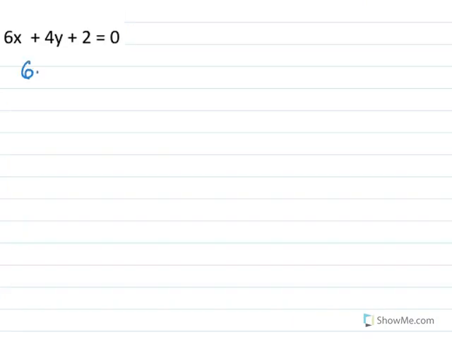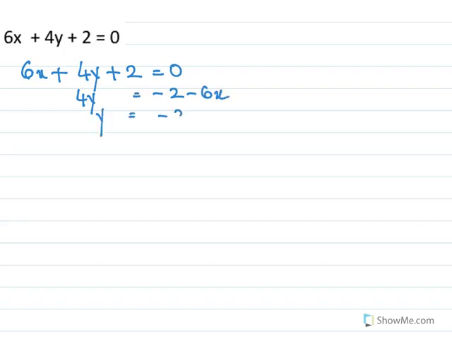Let's get on to the next sum. So we have 6x plus 4y plus 2 equal to 0. So that is 4y equal to, I take the 2 and 6x on the other side, so minus 2 minus 6x. So y equal to minus 2 minus 6x over 4.